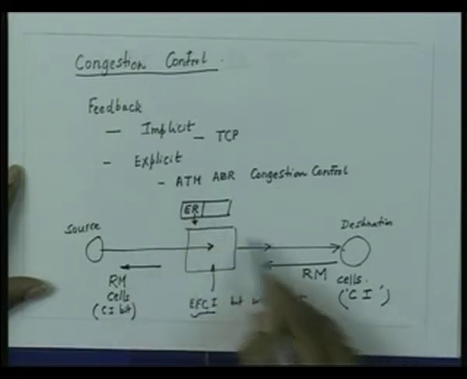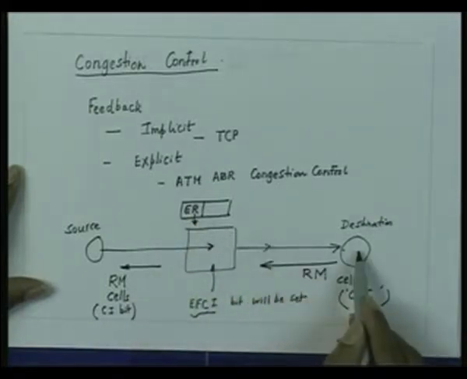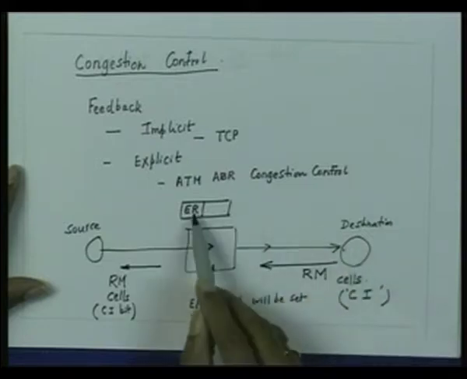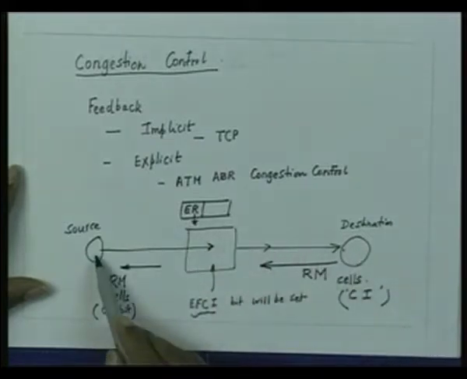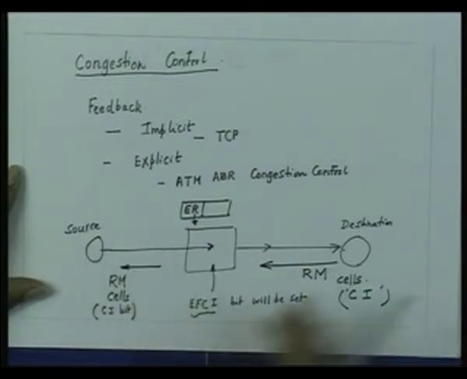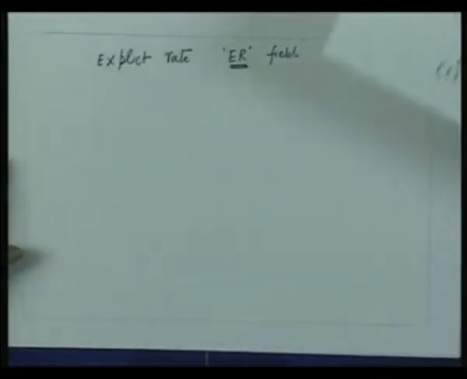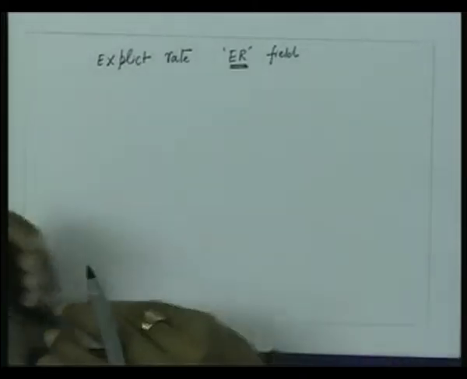reduce its rate. And finally, when this field reaches the destination, the destination will know the bottleneck rate, and it may inform the source through the resource management cells. So this is like the feedback.